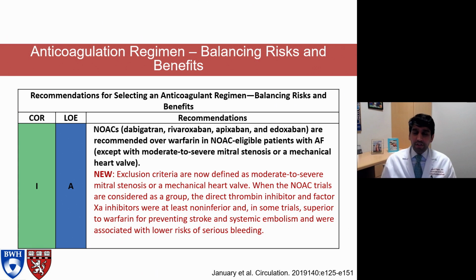The term valvular atrial fibrillation, which we used to use, has largely been removed from the guidelines because it did leave a lot of ambiguity about patients with moderate aortic sclerosis or some other valvular heart disease. We really now just reserve warfarin to certain populations that are very well outlined in the guidelines.